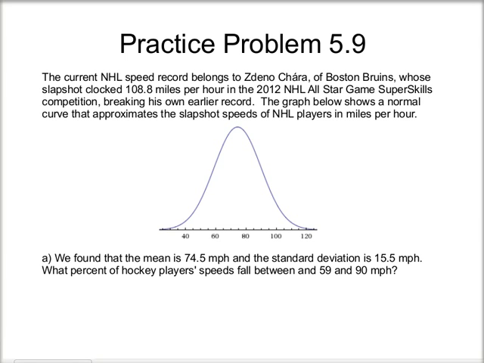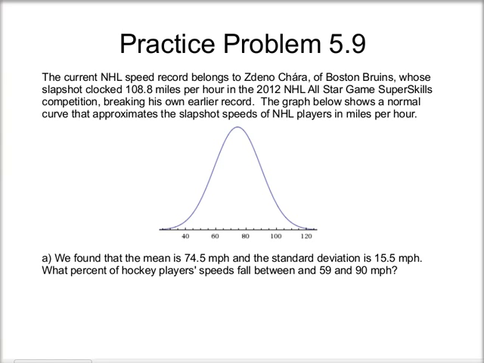Let's look at practice problem 5.9. So I have the same graph that shows a normal curve that approximates the slap shot speeds of NHL players in miles per hour. And in the last problem we found that the mean is 74.5 miles per hour and the standard deviation is 15.5 miles per hour.